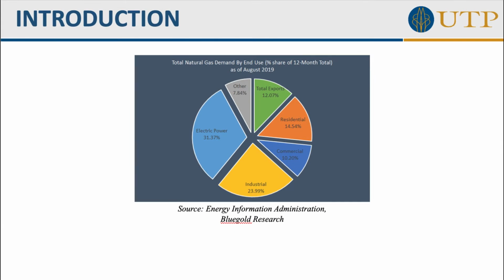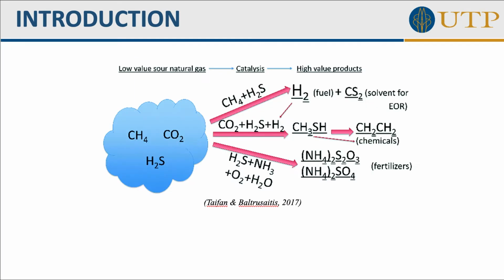As you can see, based on this pie chart, the total natural gas demand by end use as of August 2019 is led by the electric power and industrial fields. Natural gas has been a popular energy source for many decades, and the demand is continuously increasing worldwide. However, raw natural gas consists of methane and other components such as higher hydrocarbons, water, acidic gases which are carbon dioxide and hydrogen sulfide, and other impurities such as helium and nitrogen.